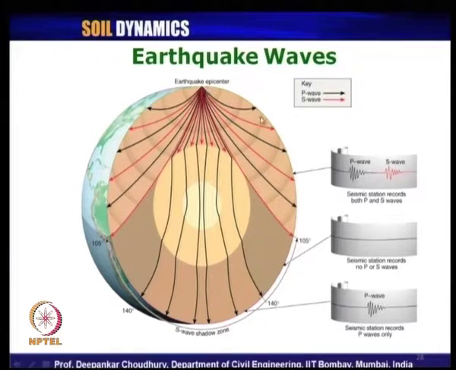What does it mean? If we have any seismograms located at these locations of the earth, they will record in their seismic station both P wave as well as S wave, because both the waves are coming to those locations, right.